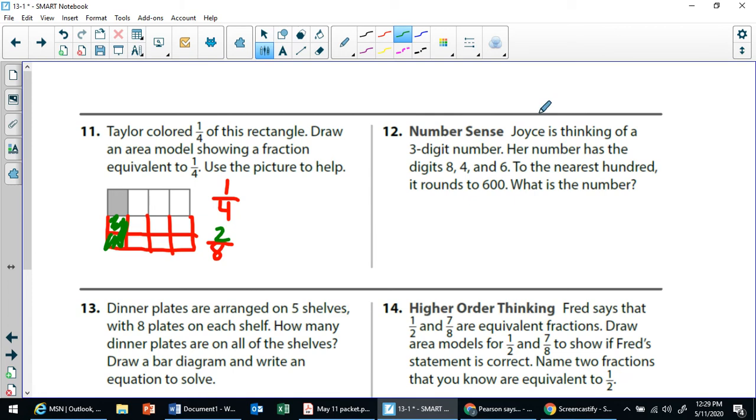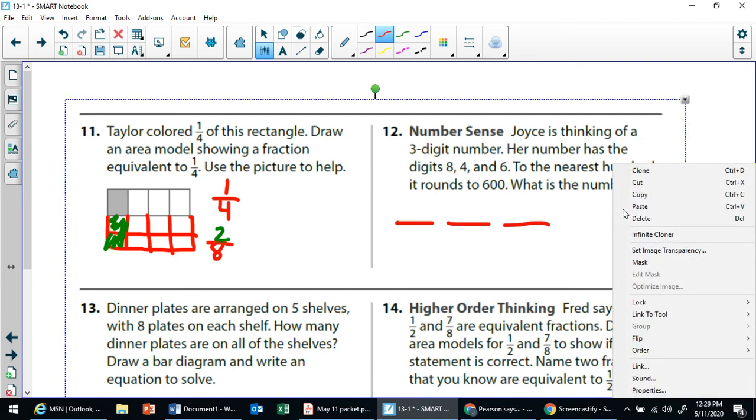So for number 12, I'm not giving you the answer for this one. I just want to explain what to do. So it says, Joyce is thinking of a 3-digit number. 3-digit means it's going to have, sorry about that, clicking on crazy buttons here, boys and girls. It's going to have 1, 2, 3 numbers in it, or 3 digits. Her number has the digits 8, 4, and 6.